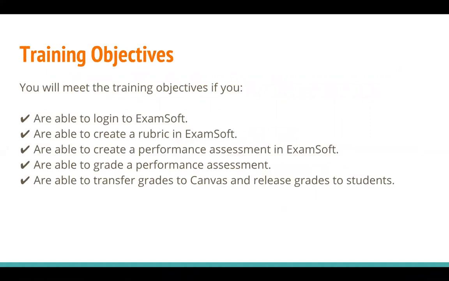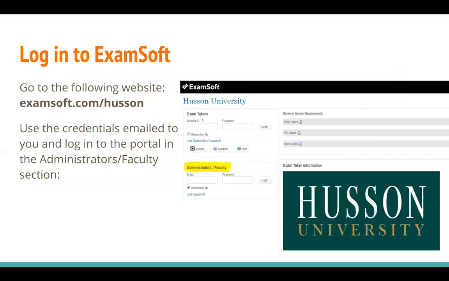Today, the objectives are that you will be able to log into ExamSoft. You'll be able to create a rubric in ExamSoft. You'll be able to create a performance assessment in ExamSoft and tie that to a rubric. And you'll be able to grade that performance assessment and, in the end, transfer those grades to Canvas and release grades to students through the ExamSoft portal.